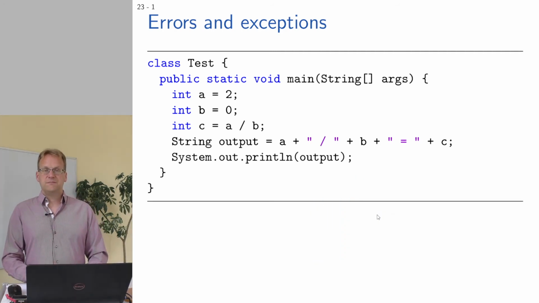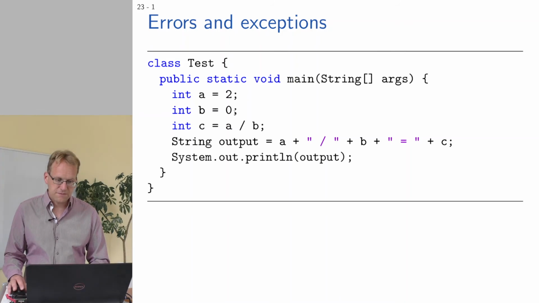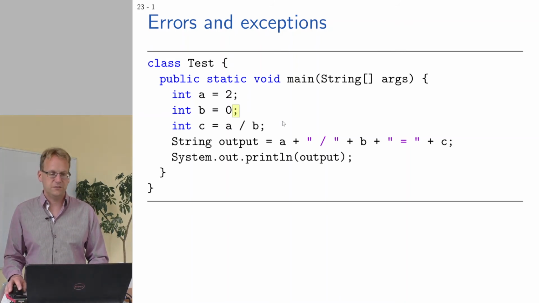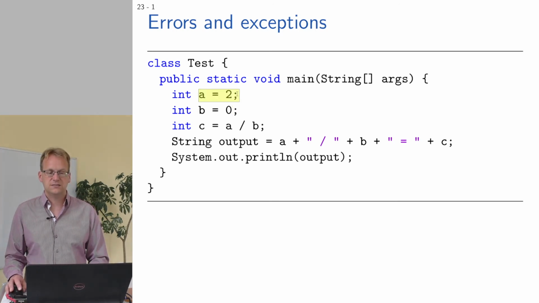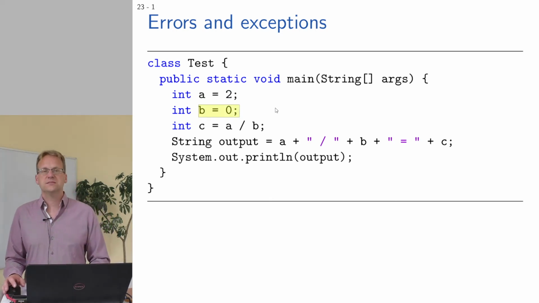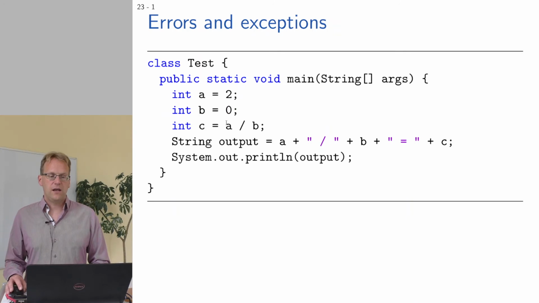Well, another example. Here you see I have the semicolon, so that's not the error anymore. But what I'm doing is, I'm saying there is a variable a, which I initialize with value 2. Then I have a variable b, which I initialize with value 0. And now I'm trying to compute the division of a by b, and the result should be assigned into this variable c. And then I just want to report the output to the system output, or to the console.